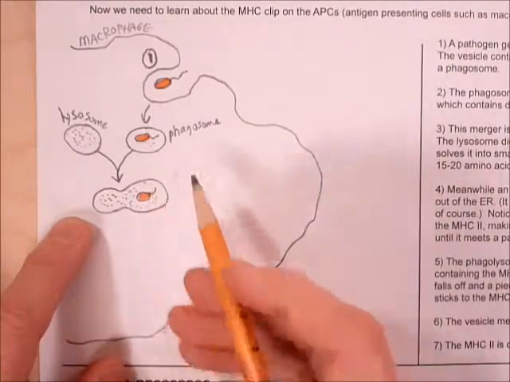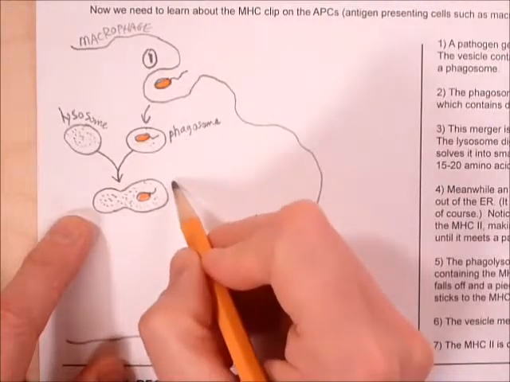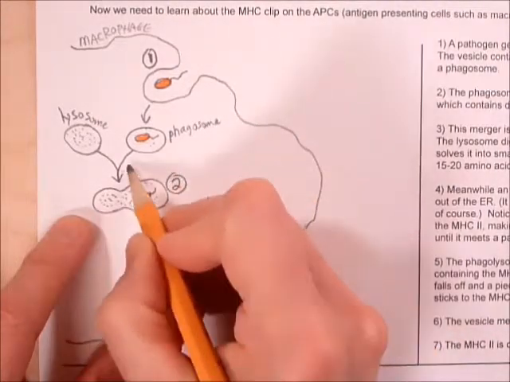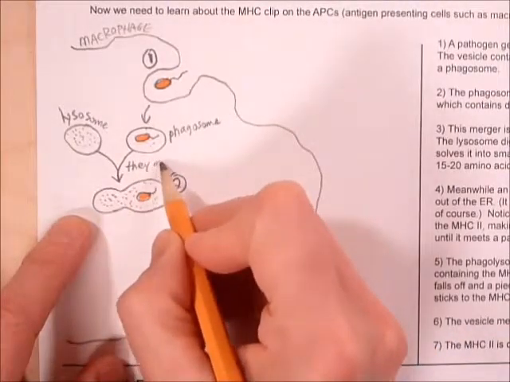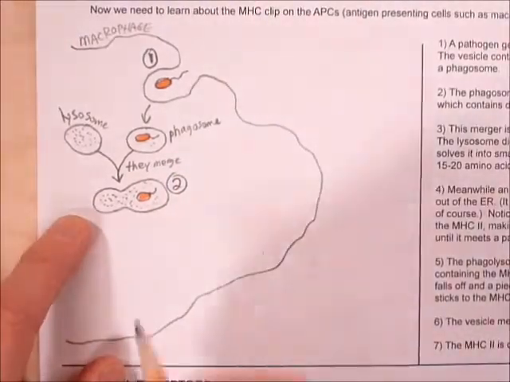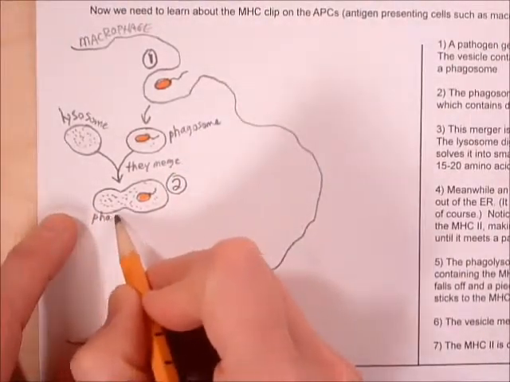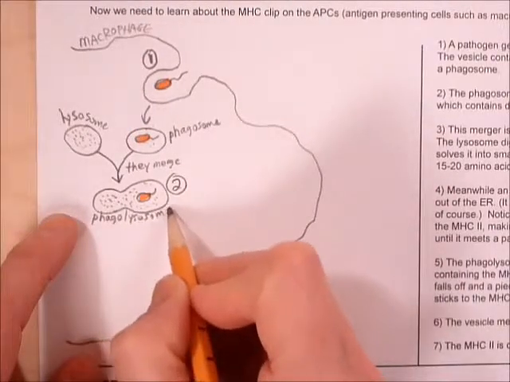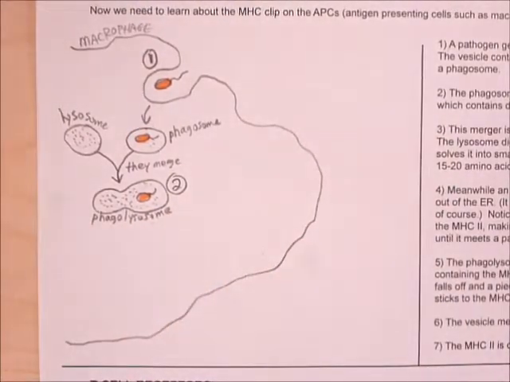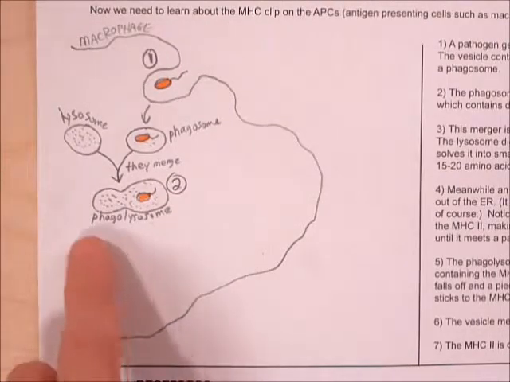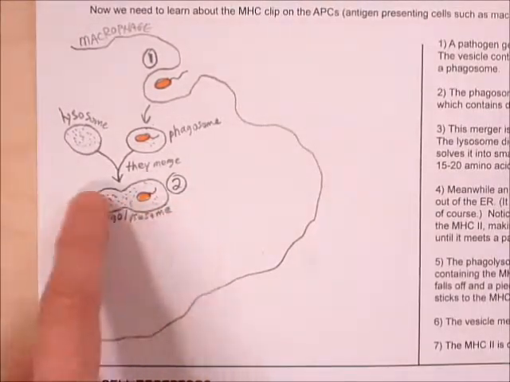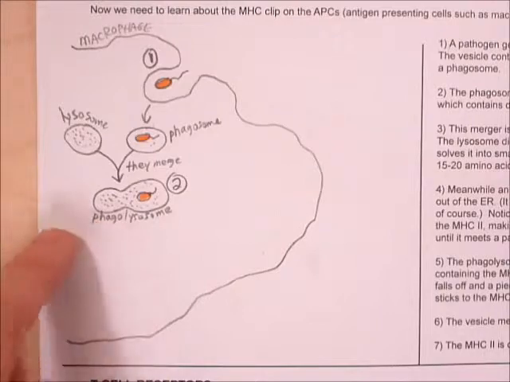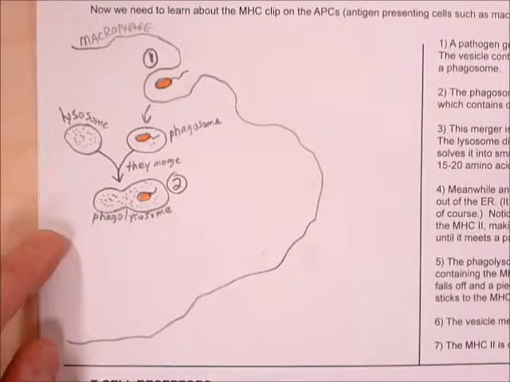So this thing here, let's see, we'll put this as number 2. And I'm going to write they merge. And this thing is called a phagolysosome. You just put the two words together. A phagolysosome. And they make a big deal about this in the textbook, about knowing the name of this when they join together.